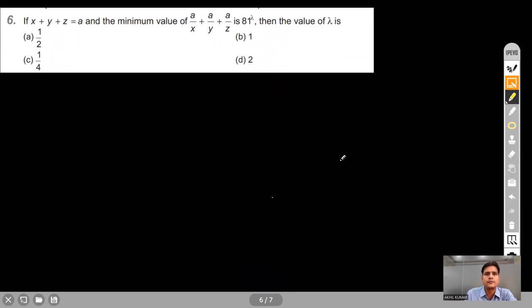Now let's move to question number 6. It is saying x plus y plus z is equal to a, and the minimum value of a by x plus a by y plus a by z is given as 81 to the power lambda. Then we have to find the value of lambda. The given information is x plus y plus z is equal to a, and the minimum value of a upon x plus a upon y plus a upon z, it is saying, is 81 to the power lambda.